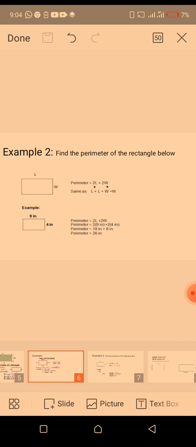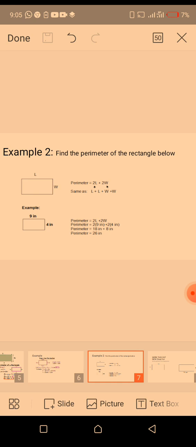Example 2. Find the perimeter of the rectangle below. We have our L and we have our W. Looking at the 2 sides, we have the longer side and the shorter side, the length and the width or breadth. Now, remember your formula, perimeter equals 2L plus 2W. It's the same as L plus L plus W plus W, where LL will give you 2L and WW will give you 2W. Now, let's take this example.